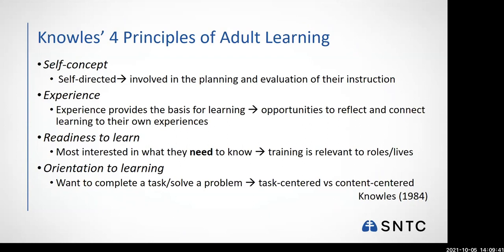In terms of readiness to learn, adult learners are most interested in what they need to know. So it's really critical that training is relevant to their roles or lives. And finally, orientation to learning. Adult learners often want to complete a task or solve a problem, or maybe even perform something more efficiently. So it's really important that trainings be task-oriented versus content-centered, and I'll unpack that in just a second. Next slide, please.